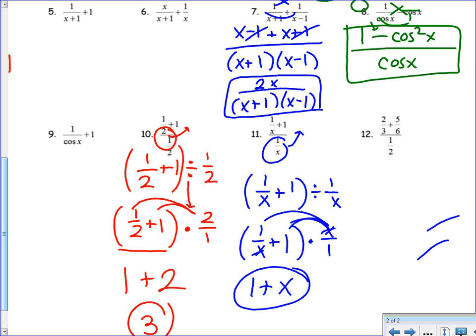Why don't you go ahead and try number 12 by yourself and finish the rest of the worksheet on your own. See you guys on Wednesday.